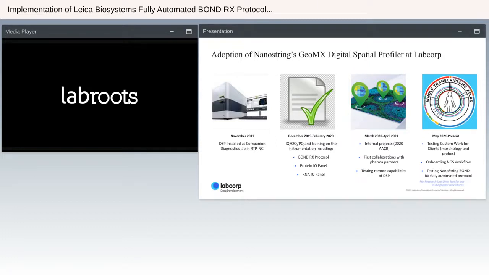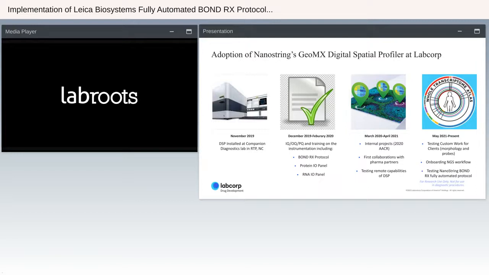So our first collaborations with a lot of our pharma partners were put on hold as we were trying to onboard these, which gave us a lot of time to really sit down with the pharma partners, come in and make the corrections to the protocols and definitely a study design. So this time actually gave us a lot of time to reflect on how we can best design experiments, and then it certainly gave us an opportunity to test the remote capabilities of the DSP.